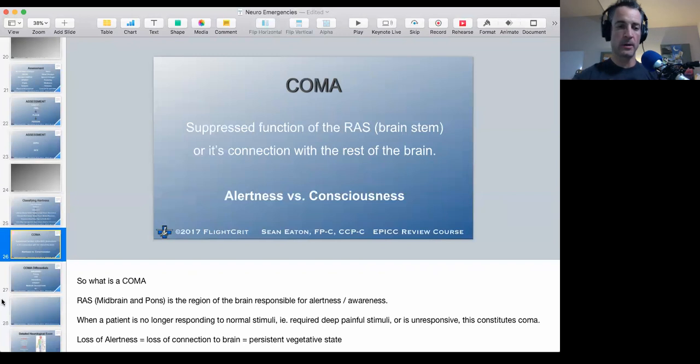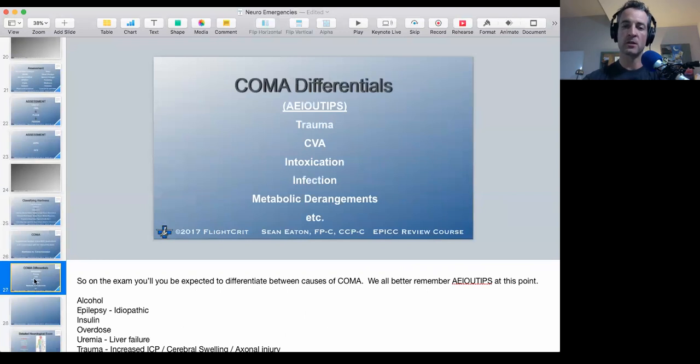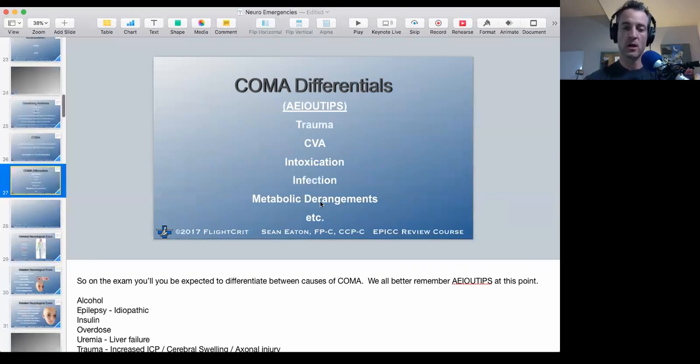Okay, so we already talked about coma, a loss of alertness versus the loss of awareness. There are the AEIOU TIPS, which are differentials for coma. We all know those. Don't forget about your metabolic derangements.